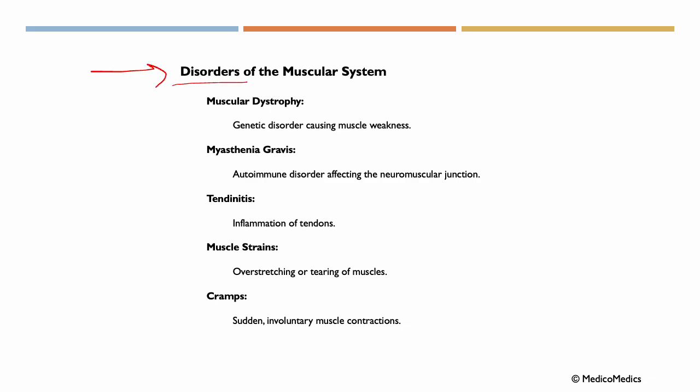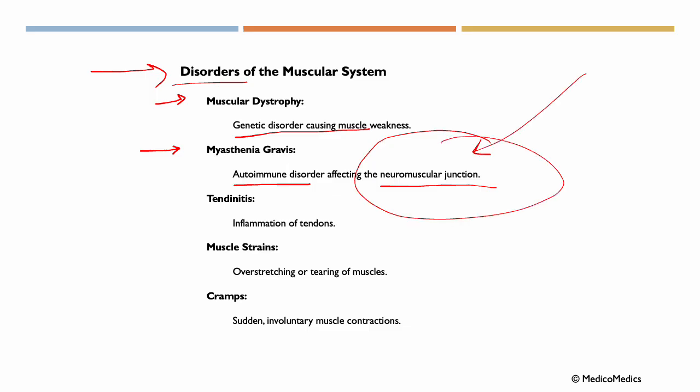And let's mention some disorders of the muscular system. So muscular dystrophy, it's a genetic disorder causing muscle weakness. Myasthenia gravis is an autoimmune disorder affecting the neuromuscular junction. In future lectures, we will talk about what this junction is. We have tendinitis, so we have inflammation of tendons. We have muscle strains where we're overstretching or tearing muscles. We have cramps, so sudden involuntary muscle contractions.